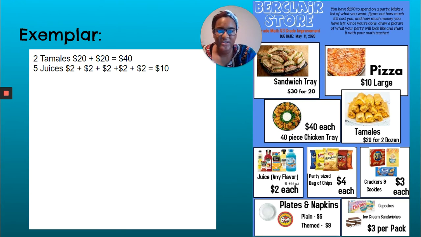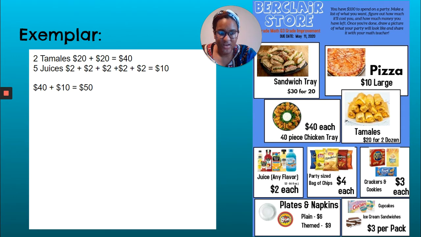So I know I spent $10 and I spent $40. So 10, 20, 30, 40, and one more 10. So I'm doing this on my fingers, but you can also use quick 10s. So you could write down on your paper this. You can write your 4 quick 10s and 1 quick 10, and 4 tens plus 1 ten is 5 tens. So I know that with just my tamales and juice, I spent $50.